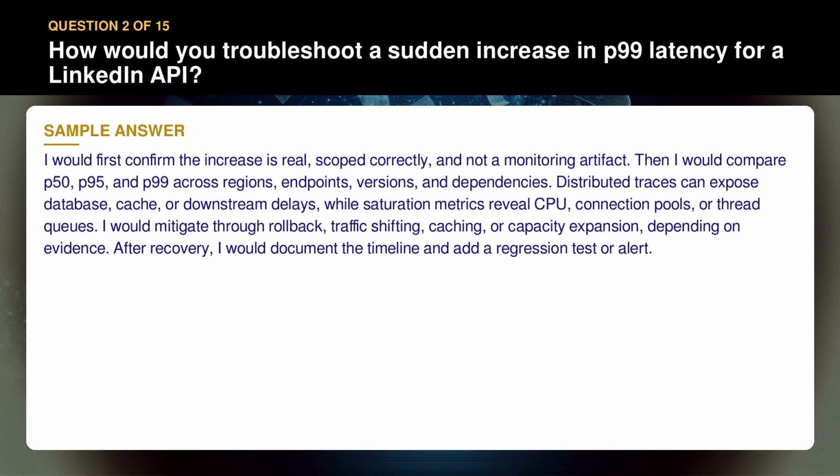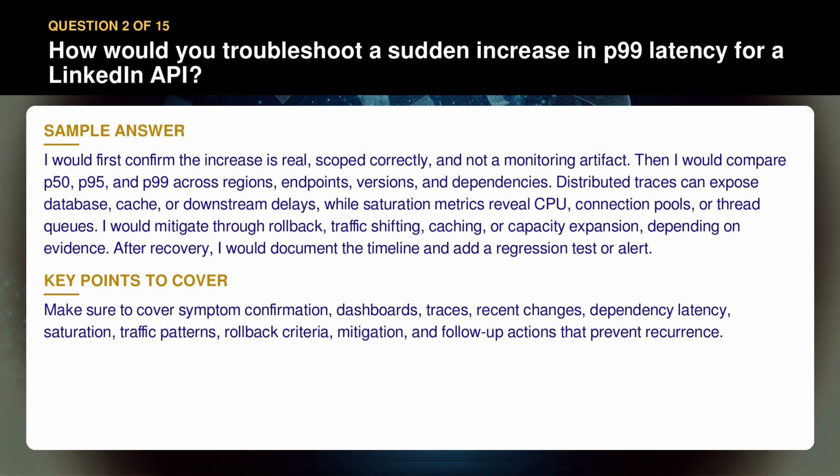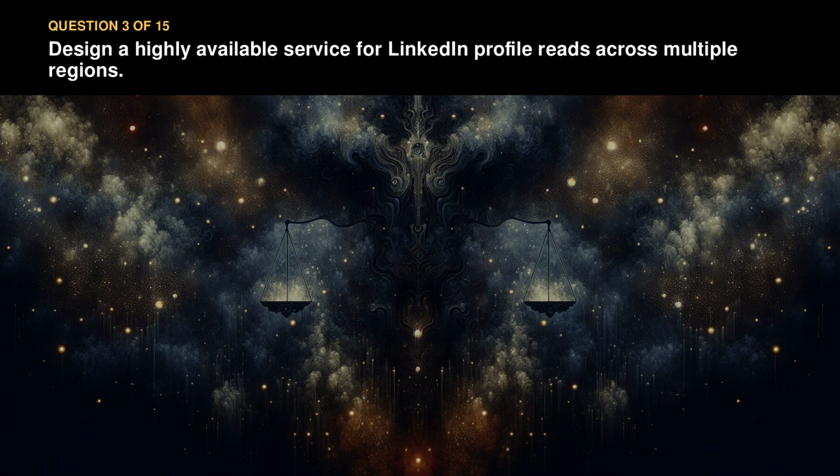I would mitigate through rollback, traffic shifting, caching, or capacity expansion, depending on evidence. After recovery, I would document the timeline and add a regression test or alert. Make sure to cover symptom confirmation, dashboards, traces, recent changes, dependency latency, saturation, traffic patterns, rollback criteria, mitigation, and follow-up actions that prevent recurrence.